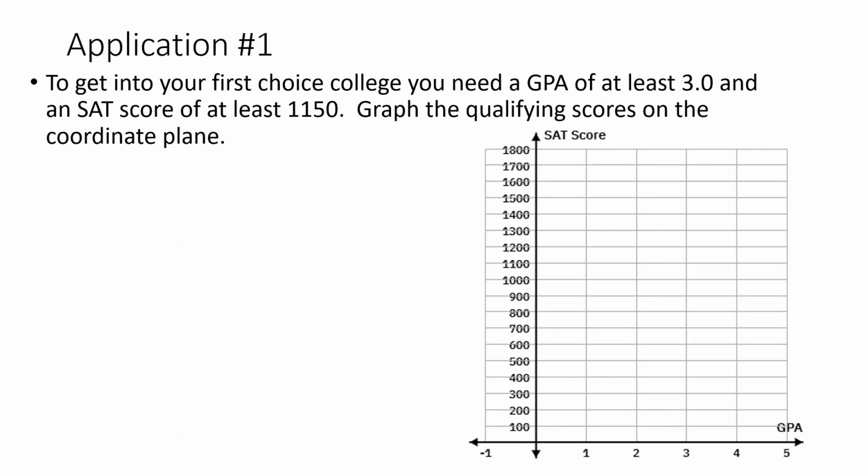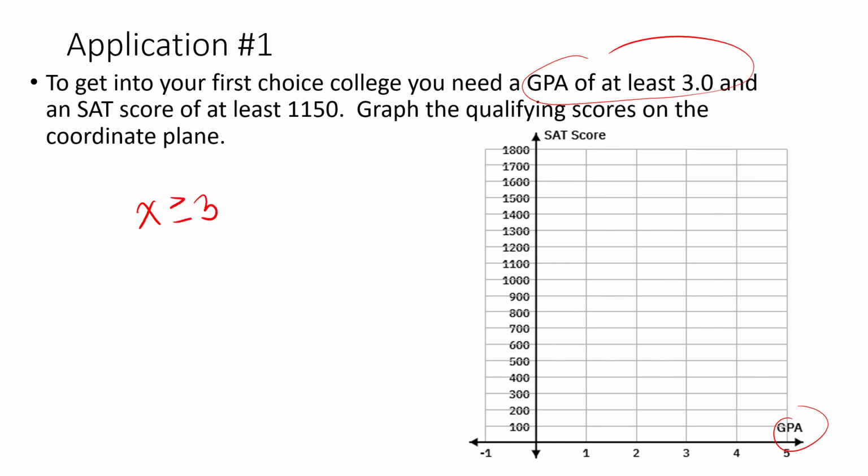So this one is going to review horizontal and vertical lines. This is a little bit different, but it's a good application. To get into your first choice college, you need a GPA of at least 3.0 and an SAT score of at least 1150. Graph the qualifying scores on the coordinate plane. So for our first one, we've got our GPA of at least 3.0. Notice where GPA is. GPA is going to be on my x-axis, and so you could think of this as x. Your GPA has to be greater than or equal to 3.